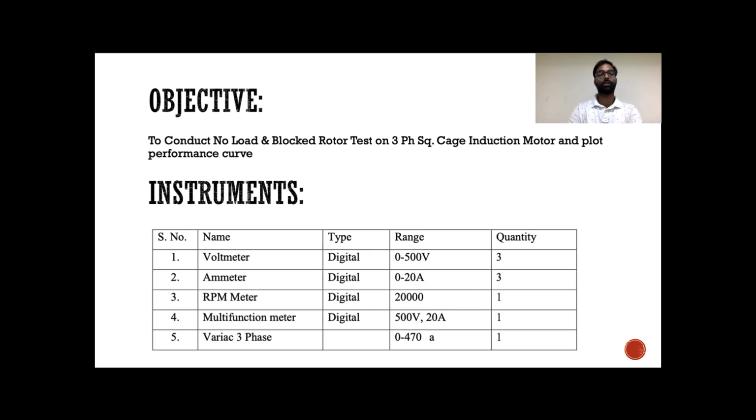Okay, coming to the objective of this experiment, today we are going to perform experiment number 1, that is to conduct no load and block rotor test on 3-phase squirrel cage induction motor and plot its performance curves. So these are the instruments that will be needed for our experiment. Number 1, voltmeter 0 to 500 volt 3 quantity, ammeter 0 to 20 ampere 3 quantity, rpm meter 2000 rpm range 1 quantity, and so on, like multifunction meter. We will discuss these instruments while we perform the experiment in the later part of the video.